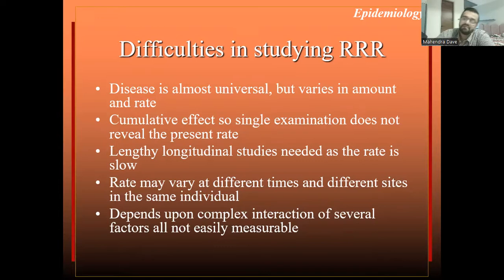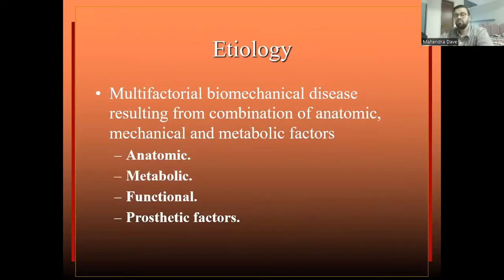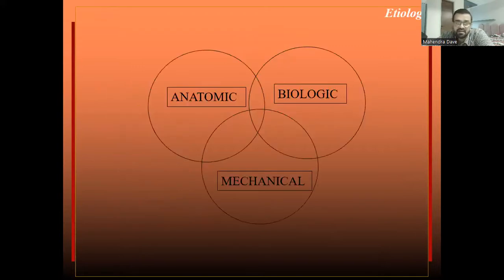all not easily measurable. So what is the etiology? The etiology is a multifactorial biomechanical disease resulting from a combination of anatomic, mechanical or metabolic factors. Anatomic factors, metabolic factors, functional factors, prosthetic factors. These may be the etiology of residual resorption.